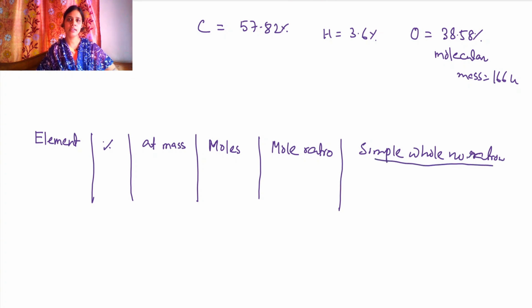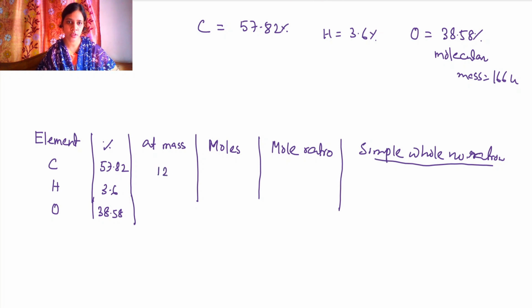So first here I write element is carbon, its percentage is 57.82. Next one is hydrogen, its percentage is 3.6. Third one is oxygen, its percentage is 38.58. You know the atomic mass of carbon is 12, hydrogen is 1, oxygen is 16. How will I get the value of moles? By using their percentage and atomic mass. If I divide this percentage by its atomic mass, then I will get its mole value. So I divide this 57.82 by 12, then I will get its mole.